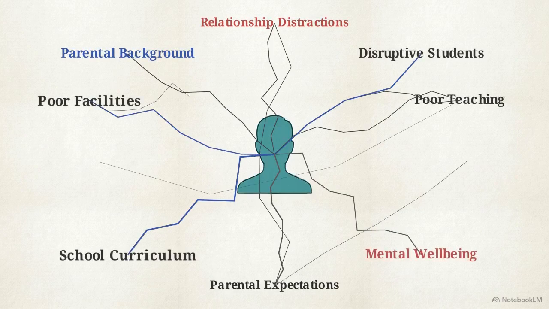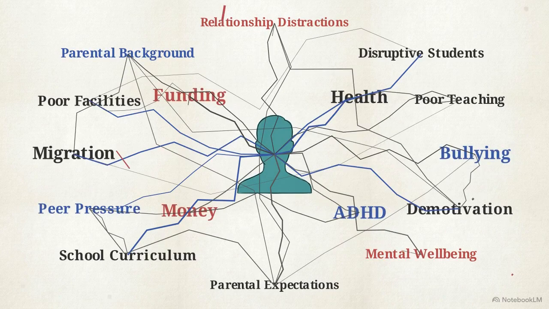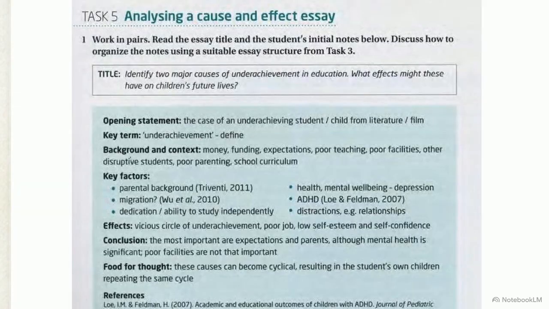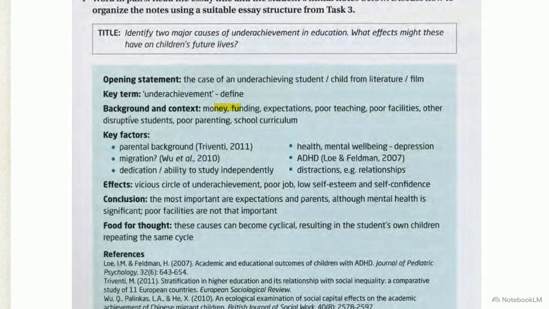If a bright student suddenly starts failing their exams, finding the exact reason is incredibly messy. This page shows the raw reality of an academic investigation. Looking at these initial notes, we see a chaotic list of overlapping factors. You have money and poor teaching right next to health and ADHD. At first glance, they all seem equally responsible.